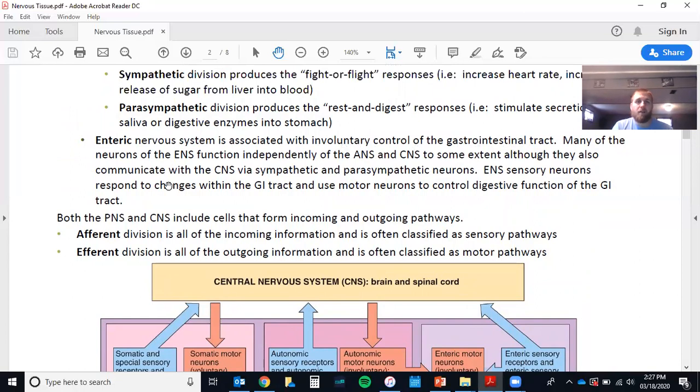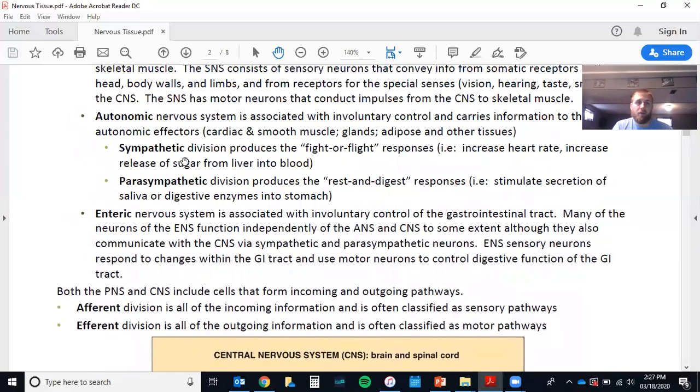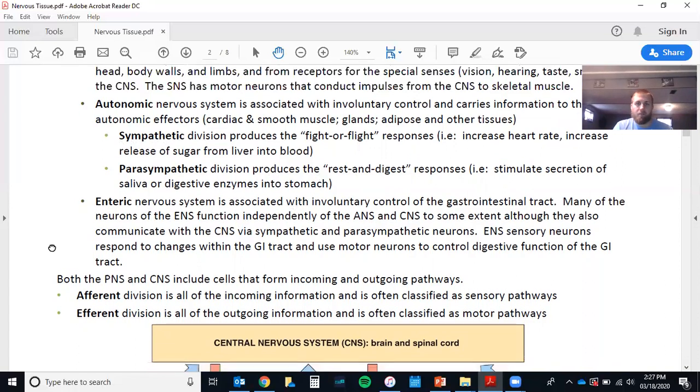Many of the neurons of the enteric nervous system function independently of the autonomic and central nervous systems to some extent, although they also communicate by way of those sympathetic and parasympathetic neurons that I was just talking about. In fact, if you think with common sense from what we've just learned, it's not hard to imagine that the parasympathetic is going to help amplify and accelerate activity of the enteric, whereas sympathetic is going to inhibit the activity of the enteric nervous system.